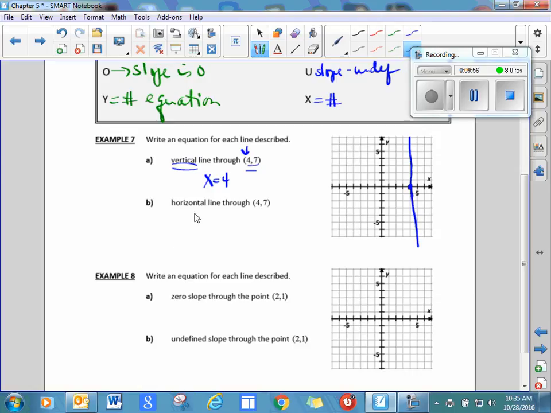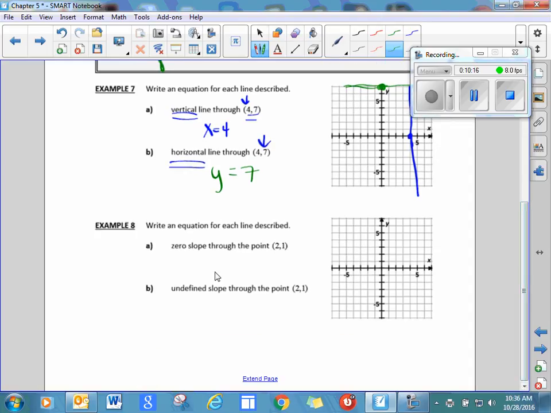Horizontal line, we're only looking at the y. So it is a y equals 7 equation. So here's 7, where it cuts through the y-axis. And that's what that equation of the line looks like.